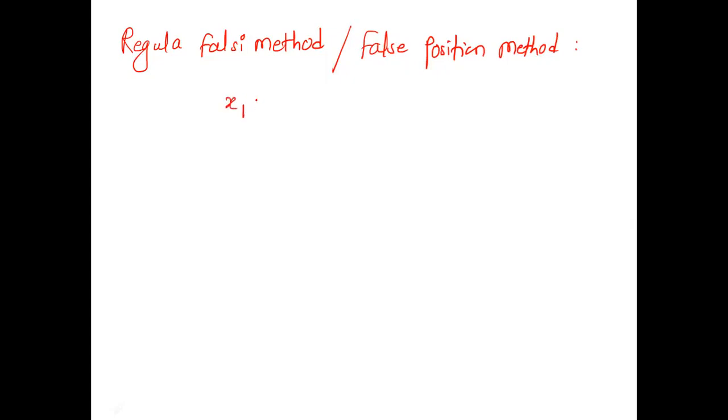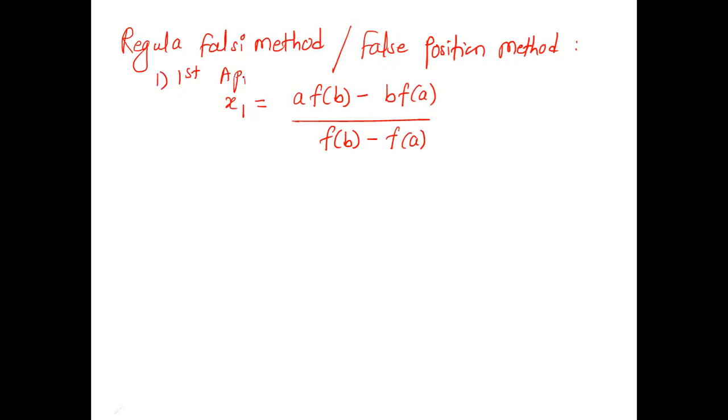So the first approximation, the first root x1, is (a f of b minus b f of a) upon (f of b minus f of a), right? This is the first iteration, first approximation, where you will get the approximate root, right? The value near to the root, but not exactly the root. That is called the first approximation.